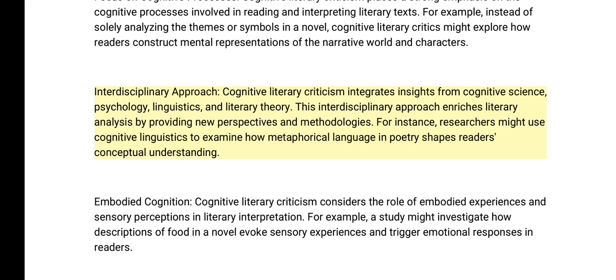Interdisciplinary approach. Cognitive literary criticism integrates insights from cognitive science, psychology, linguistics, and literary theory. This interdisciplinary approach enriches literary analysis by providing new perspectives and methodologies. For instance, researchers might use cognitive linguistics to examine how metaphorical language in poetry shapes readers' conceptual understanding.